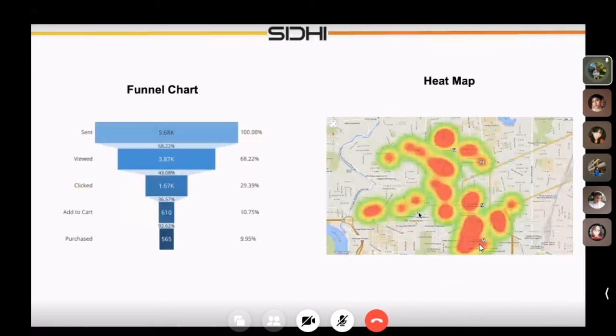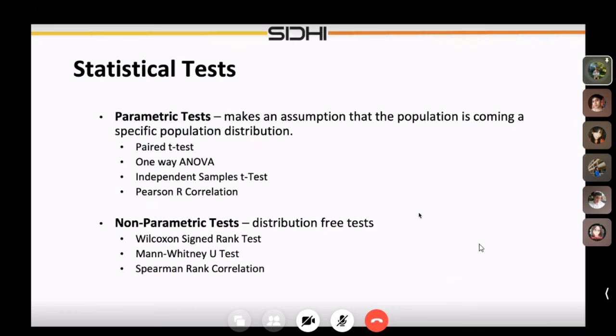And maybe some things that are not all too common. One is a funnel chart. It's very common in marketing. Let's say we sent an ad: how many were sent, how many were viewed, clicked, added to cart, and then purchased. And then the other not-so-common thing, sorry, is the heat map. This one that you're seeing is, I think, crime rates around the DC area. Yeah. So now this is where a bulk of the research comes in, the statistical tests.